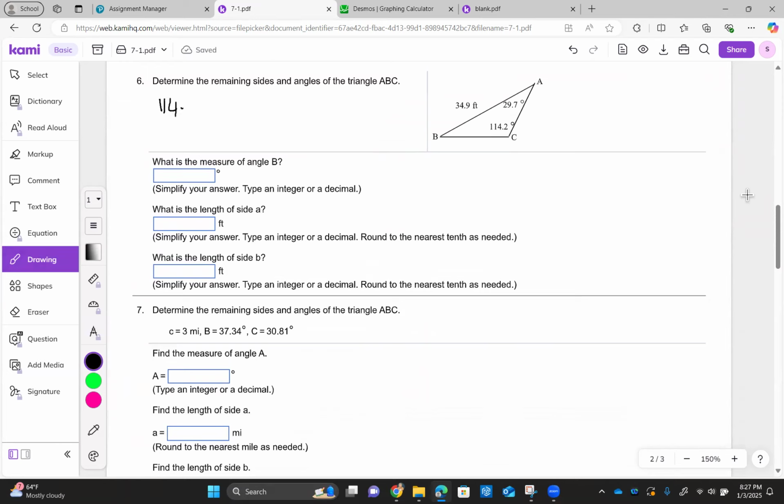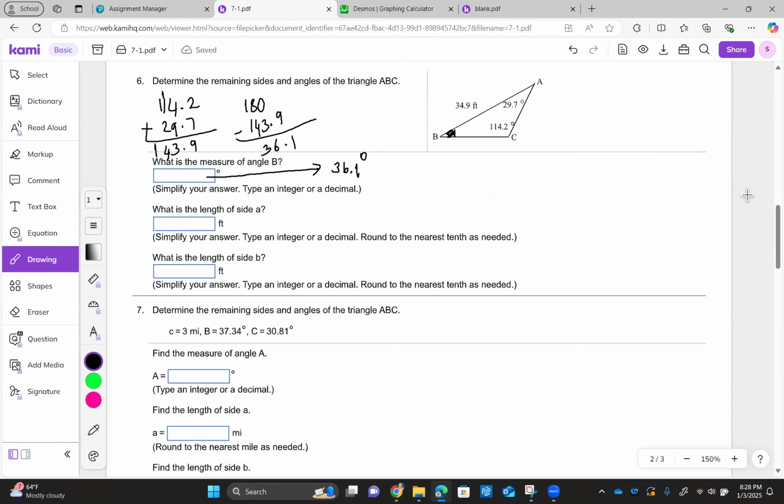So 114.2 and 29.7, when I add them up: the sum is 9 in the tenths place... 4 plus 9 is 13, 1 is the carry, so it's 4. 143.9 is the sum. Now we will subtract this from 180 to find the missing angle. So 0.1, 9 minus 3 is 6, 7 minus 4 is 3. So 36.1 is the missing angle here in this box. 36.1 degrees is what we are missing for angle B.